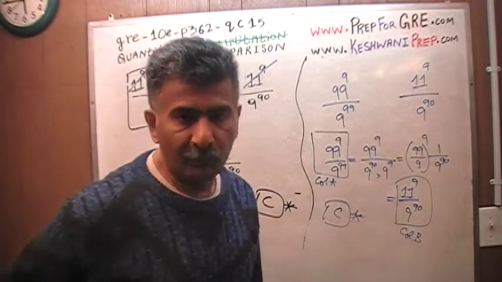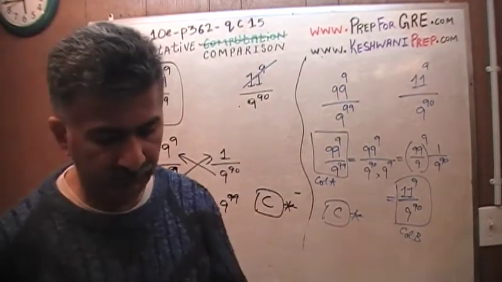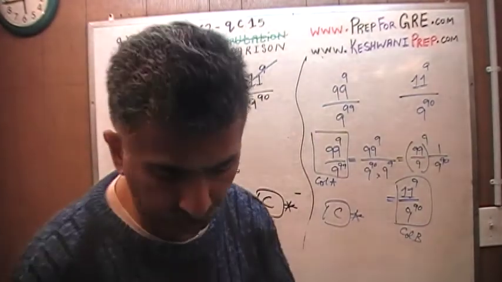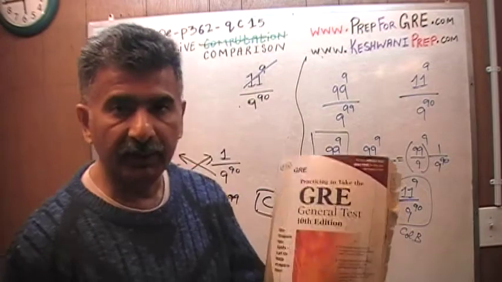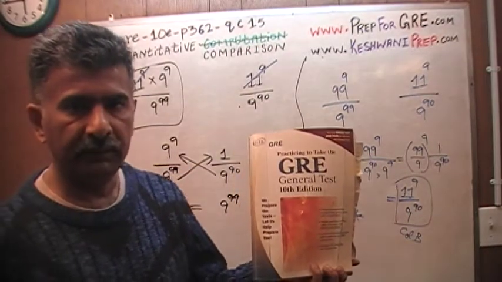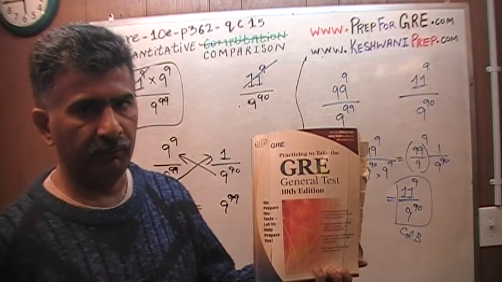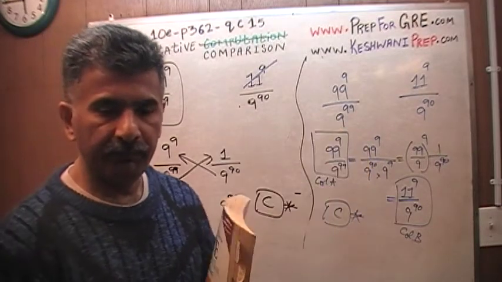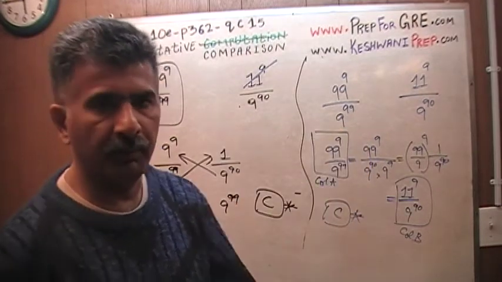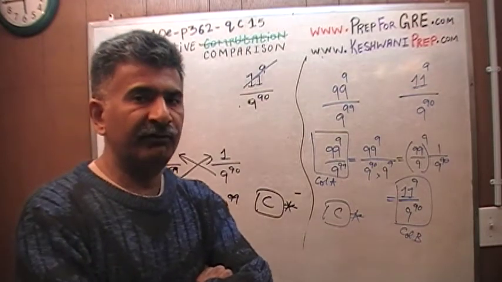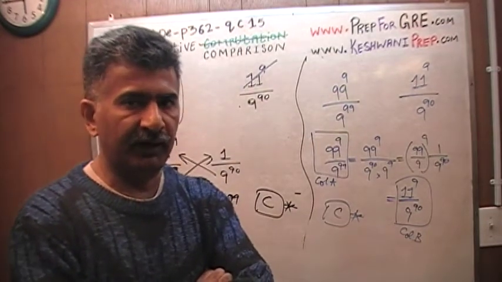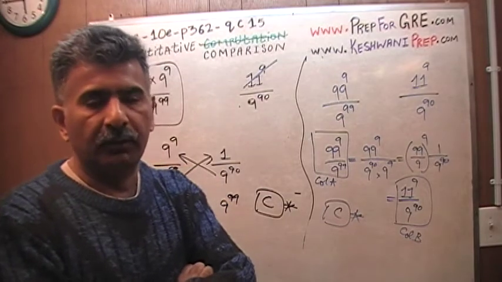Alright? There is only one last section left in this exam. There are 7 exams in this book, in the book that I just showed you. There are 7 real exams, and each exam has 2 math sections in it. And each math section has 15 quantitative comparison questions. I have done all of them, all of the quantitative comparison questions, except a set of 15 in the very last section of the last exam, which I'm about to start either today or tomorrow.